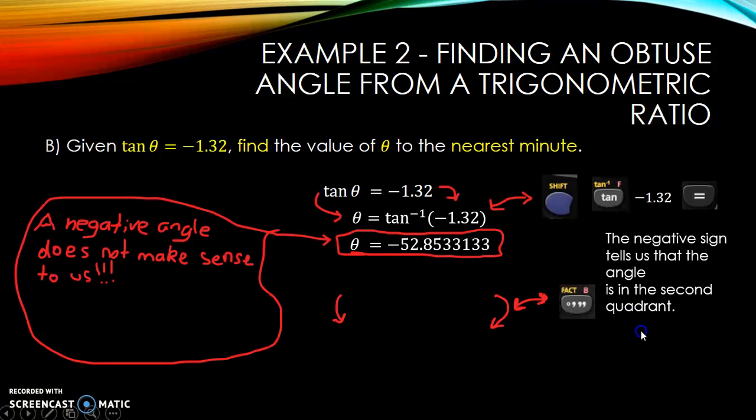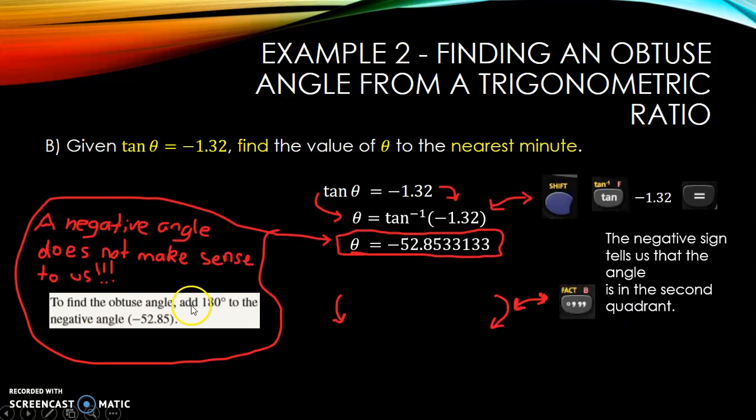Here we go. So, to find the obtuse angle, we have to add 180 degrees to our negative angle. If you didn't understand what I just said, all you have to remember is if you get a negative angle here, you have to add 180 degrees to it to find the obtuse angle. And you can write it just like this, 180 minus that, because all I've done is gone 180 degrees plus minus 52.85 degrees. That's exactly the same as writing minus 52.85 plus 180.